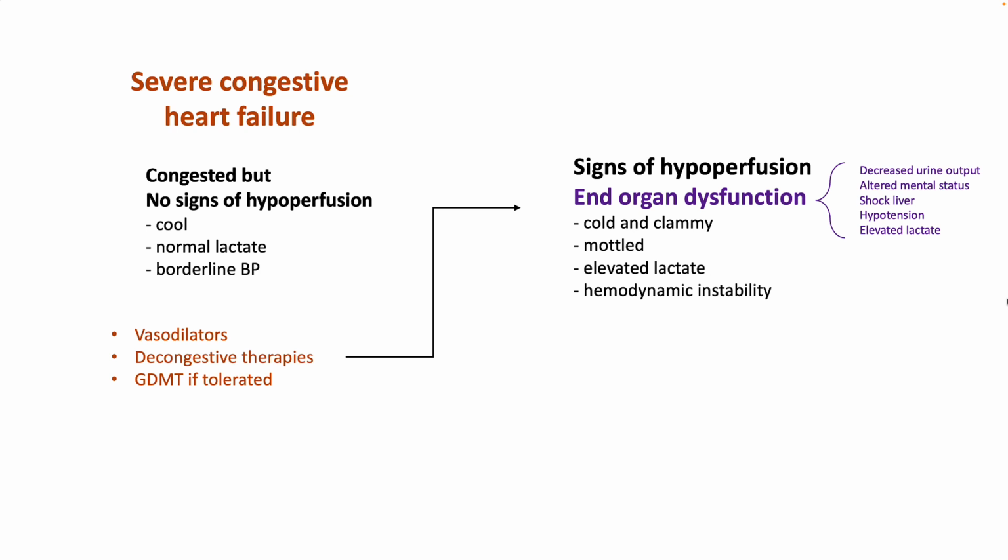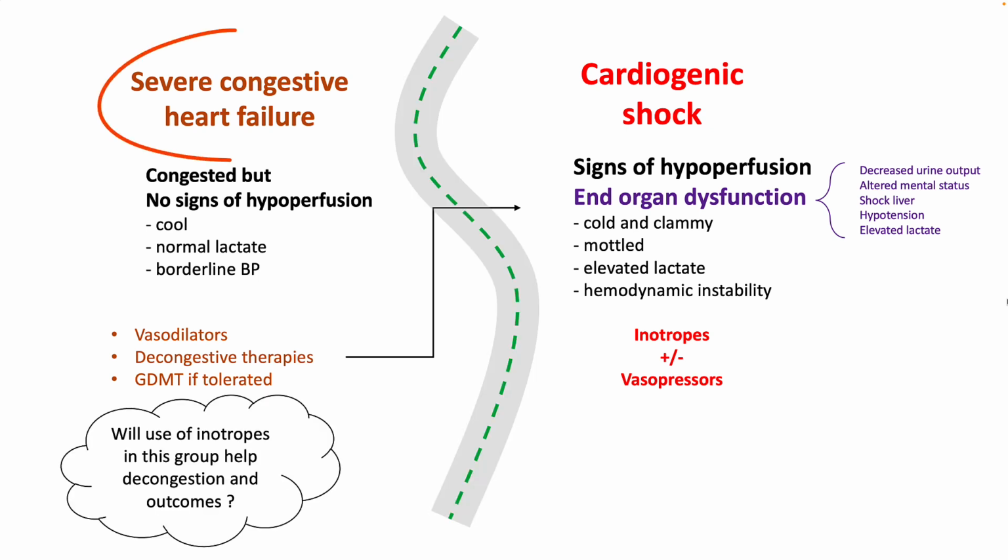If these patients worsen, they will start developing signs of hypoperfusion, which will be seen as end organ dysfunction. This constitutes a different diagnosis, that's your cardiogenic shock, and in these patients, you would use inotropes and pressors. In this lecture, we'll stick to the use of inotropes in severe congestive heart failure.